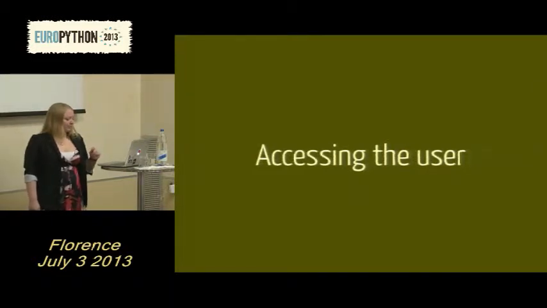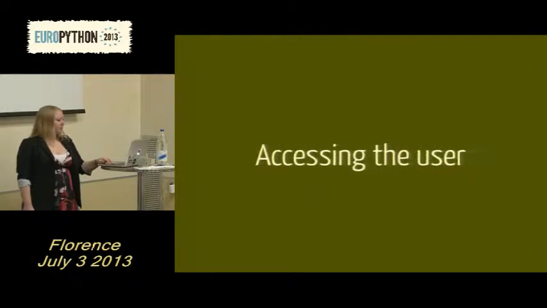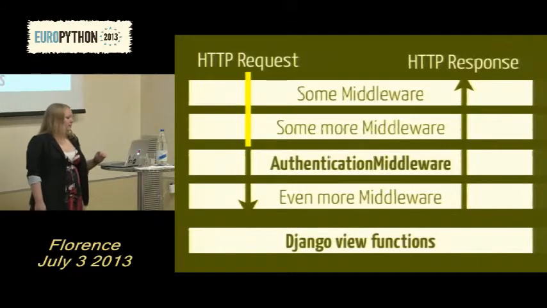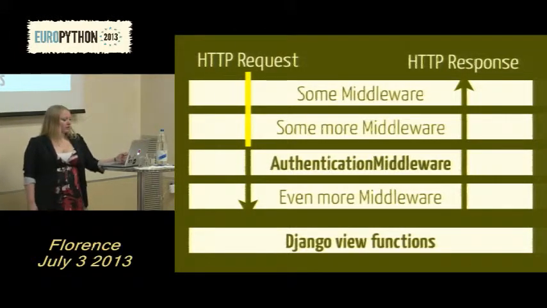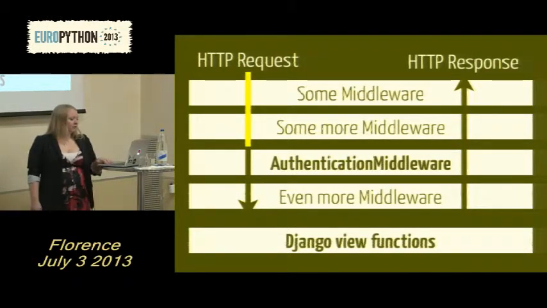And when someone sends a HTTP request, a quick overview of what happens is a HTTP request is sent through some middleware and then into the Django view functions. An unauth request passes through some middleware, maybe some sessions, and then hits the auth middleware, in which Django itself takes care of the authentication.